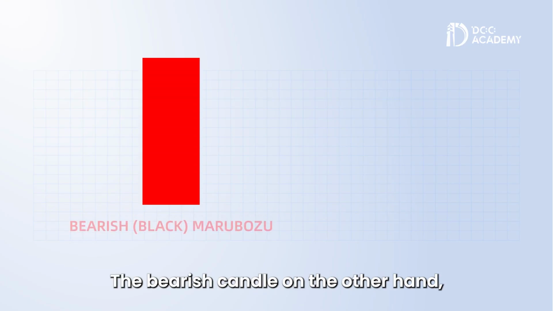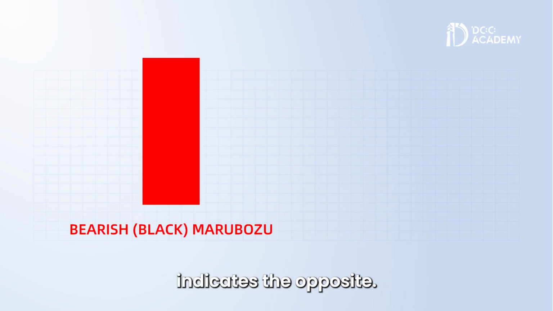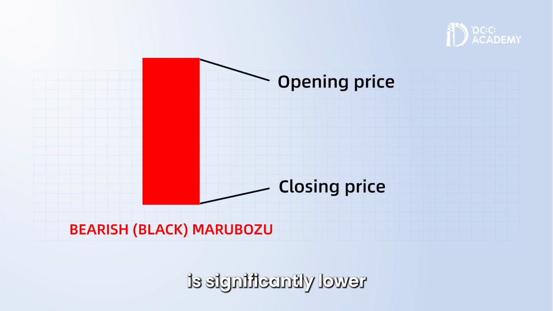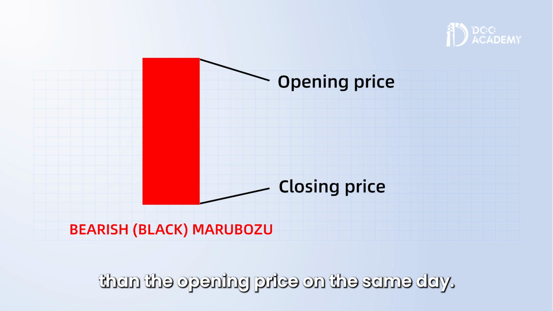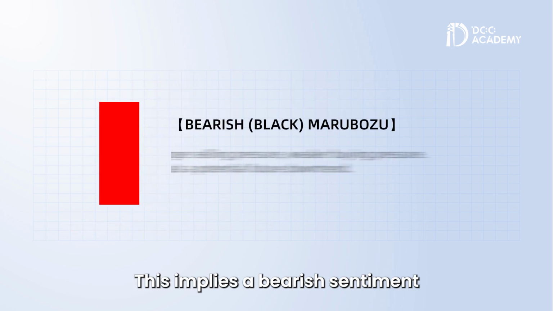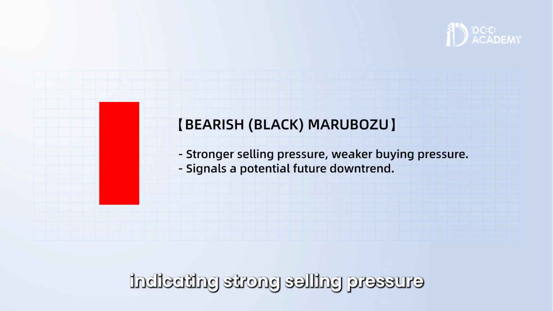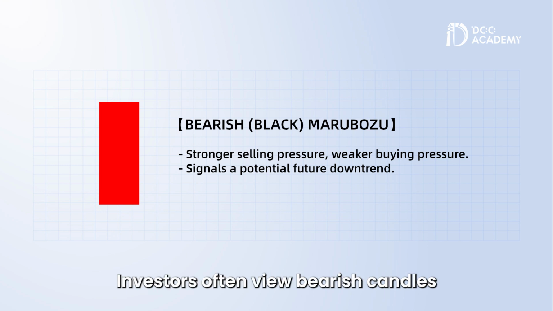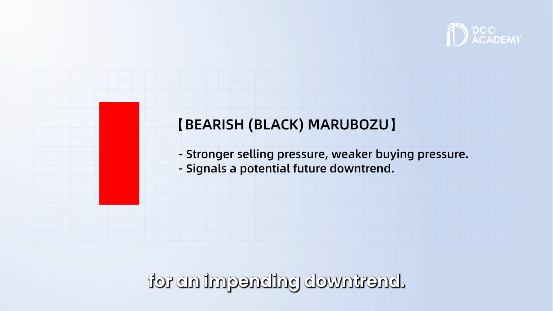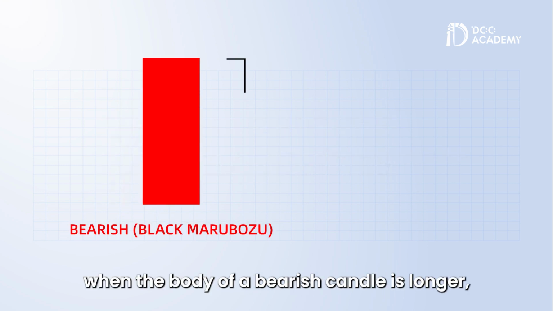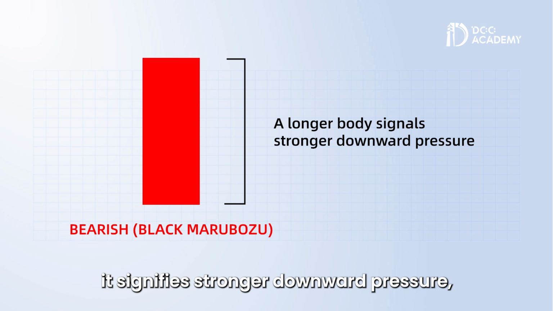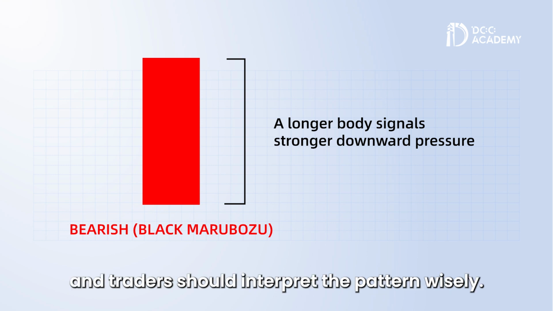The bearish candle, on the other hand, indicates the opposite. They also have long bodies, but the closing price is significantly lower than the opening price on the same day. This implies a bearish sentiment, indicating strong selling pressure and a price decline during the trading day. Investors often view bearish candles as potential signals for an impending downtrend. It's worth noting that when the body of a bearish candle is longer, it signifies stronger downward pressure, and traders should interpret the pattern wisely.